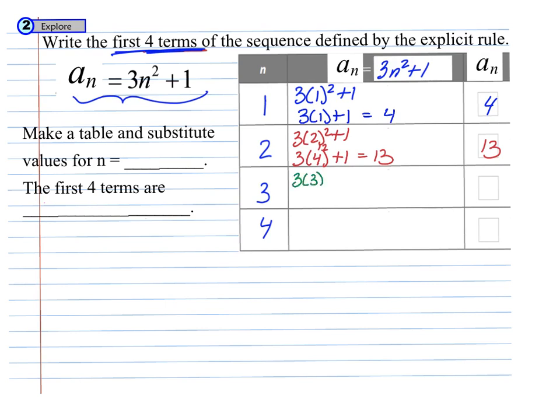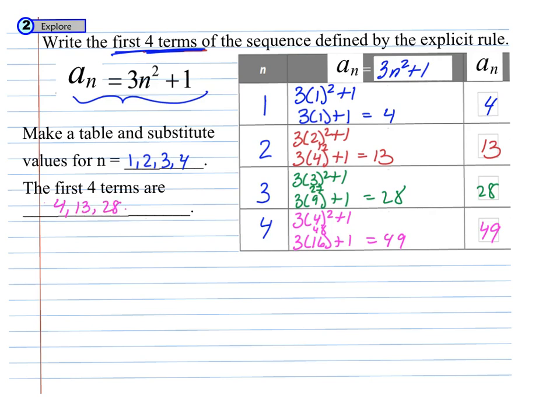Now we're going to do the same thing for the next one. And we're going to get 3 times 9 plus 1. And this is 27. So that would be 28. And our last one would be 3 times 4 squared plus 1. This would be 3 times 16 plus 1, which gives you 48 plus 1 is 49. Okay, that means, to fill out our table, it says make a table and substitute the values for 1, 2, 3, and 4. And our first 4 terms in our sequence were 4, 13, 28, and 49.